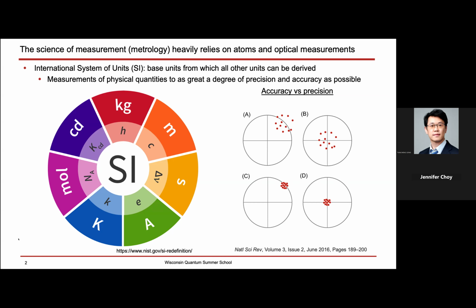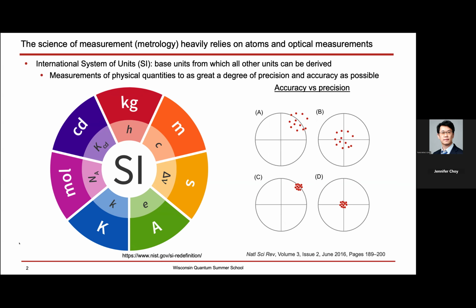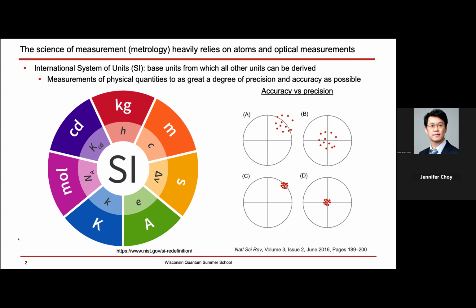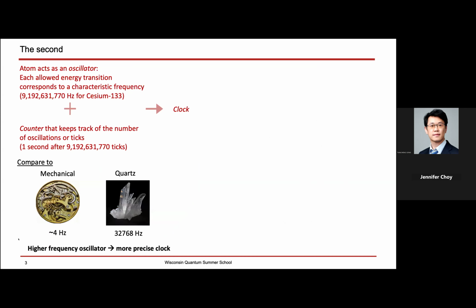We'll start with the definition of the second, which is a great example of what quantum technologies, and atoms in particular, can provide in that level of precision and accuracy. Okay, so how we typically tell time is we need an oscillator, which can be as simple as a pendulum, something that swings back and forth. You need a good way to keep track of these oscillations, and then you count the number of oscillations within a certain window, and you get time.